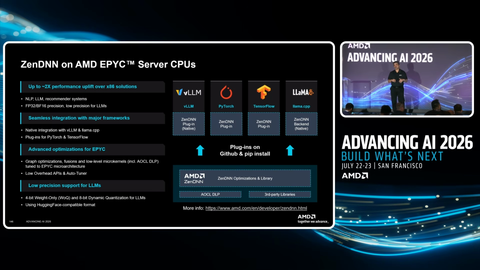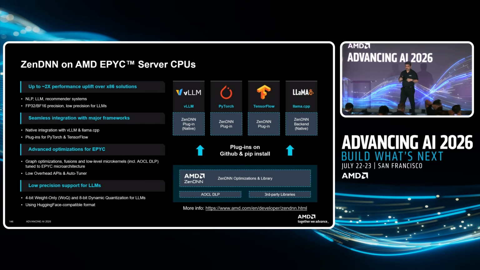And that's where software comes into the picture. So we talk about ZenDNN, which is software that AMD has. It's a set of DNN libraries which can give you up to 2x performance uplift over a native non-ZenDNN software stack. It can run LLMs, recommendation systems, and many more, right?